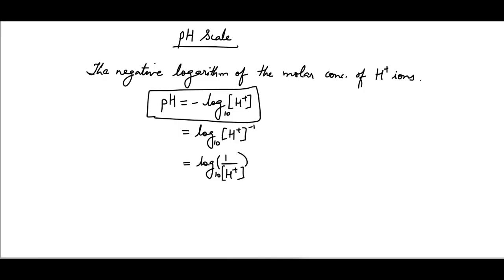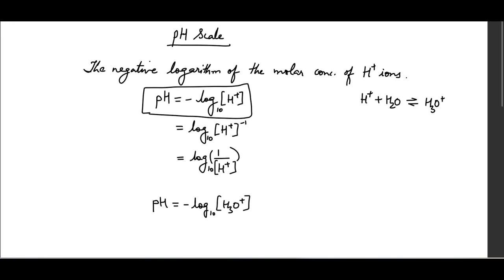And because H plus is coming from, we know that H plus plus H2O gives H3O plus. So we can also write pH as negative log to the base 10 of hydronium ion concentration H3O plus. So for neutral solution, for acidic solution and for basic solution, what can be the pH?